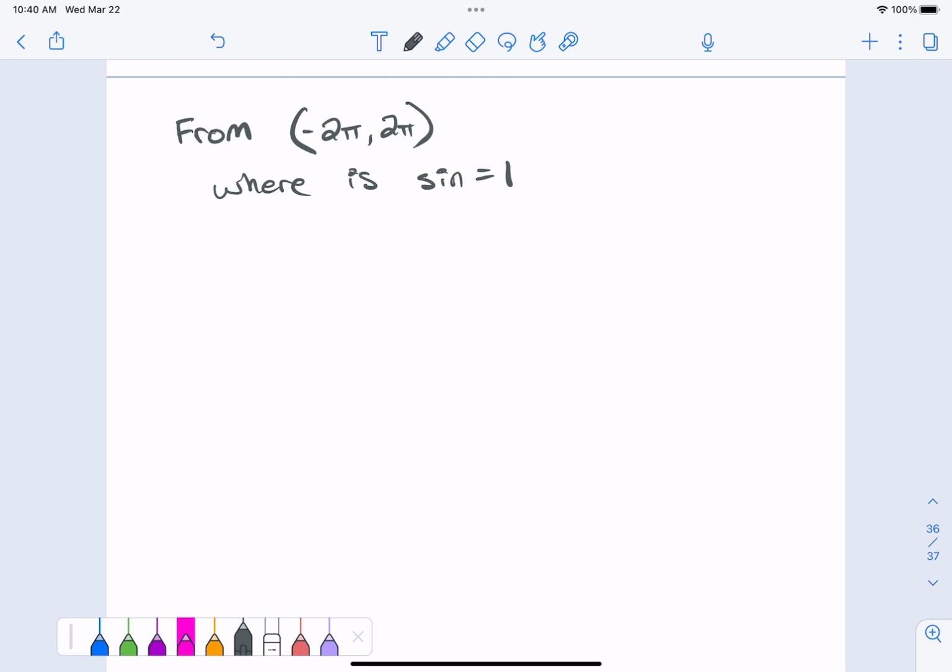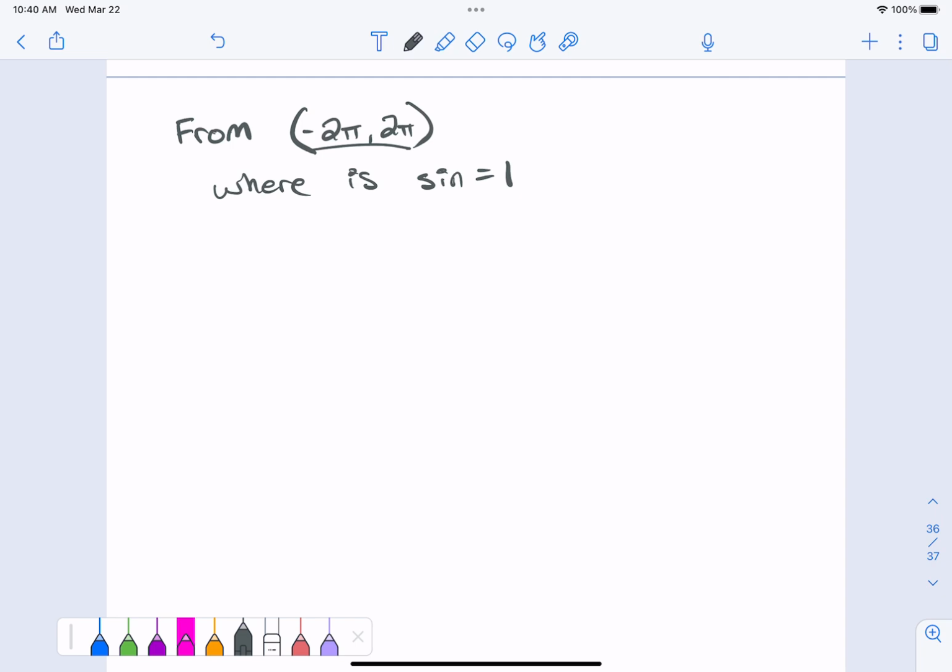Here's your first question. We're going to do the non-graphing stuff first, okay? So if I ask you this question on the test, just from negative 2 pi to positive 2 pi, where does sine equal 1? You can use your unit circle to figure this out, kind of, right? Or you can think about the graph of it, okay? So see if you can come up with an answer.